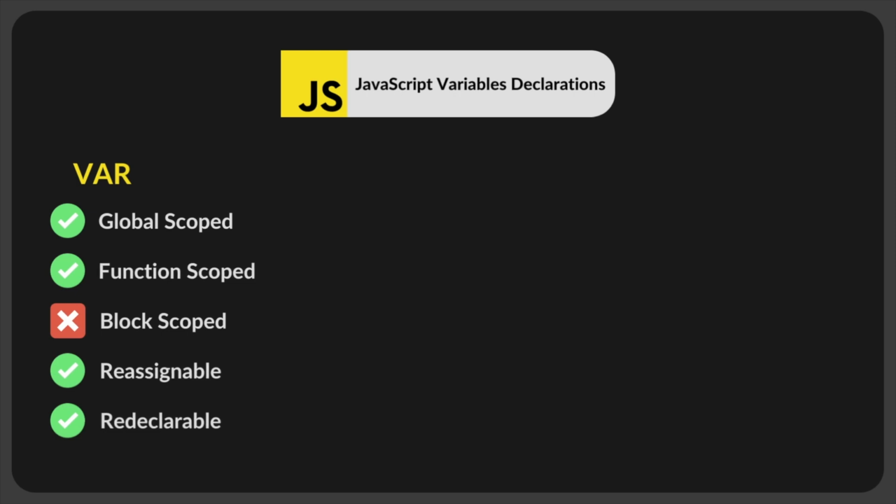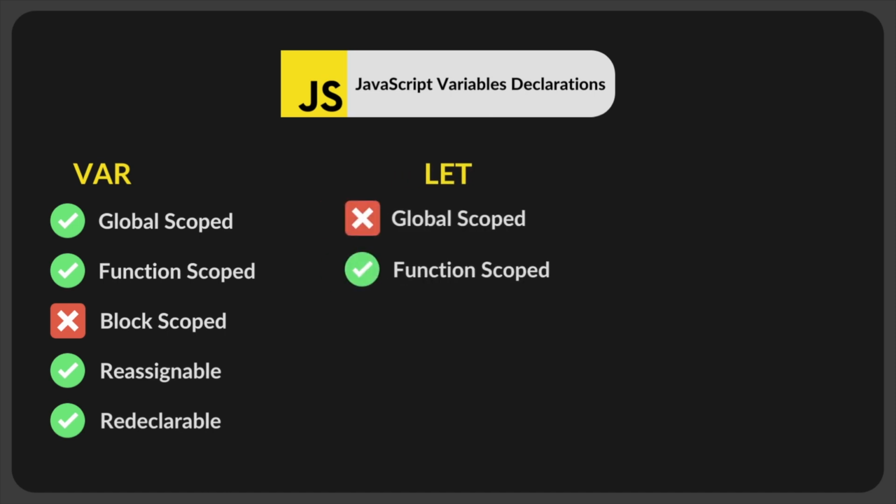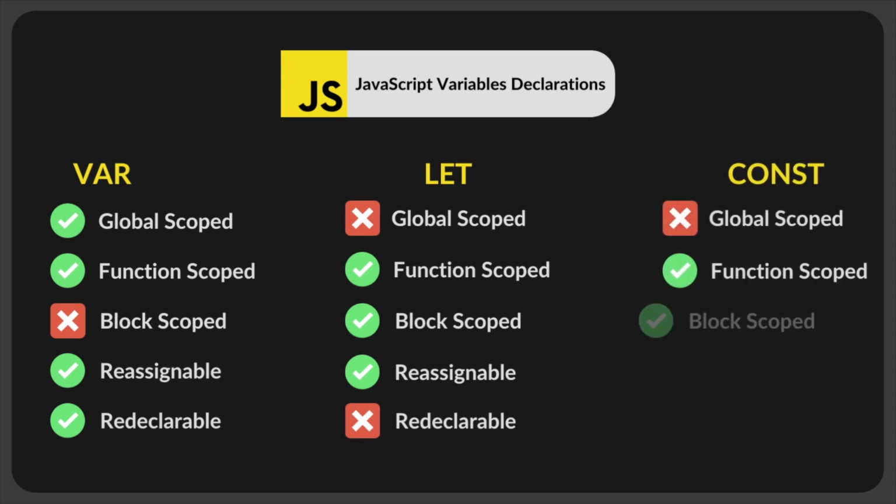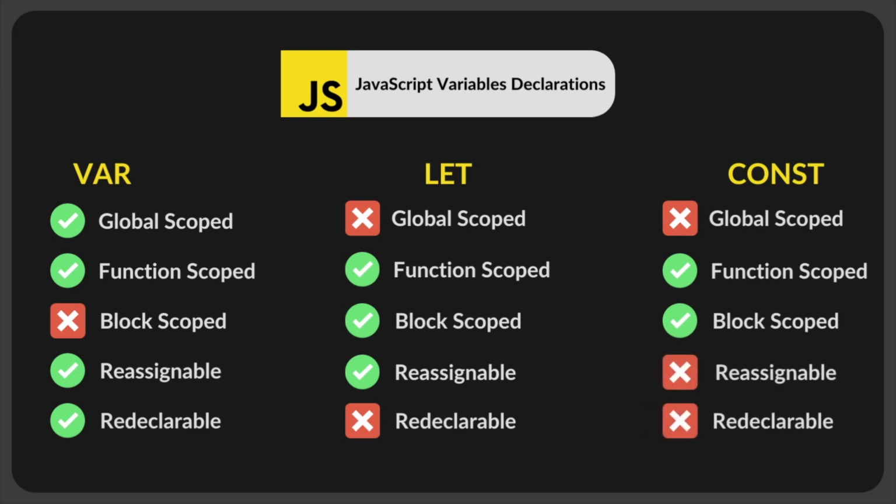Let's go to the next one, which is the let method, and it's not global scoped, however it's function scoped, block scoped and reassignable, and it's not supporting redeclarations. And the final one, the const method, is not global scoped, it's function scoped, block scoped, and it's not supporting reassignable and redeclarable methods.